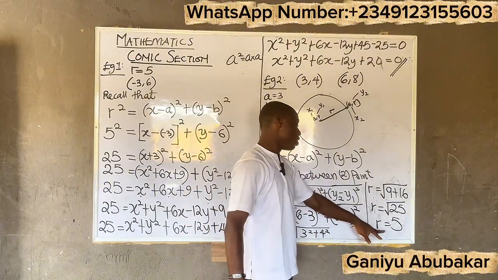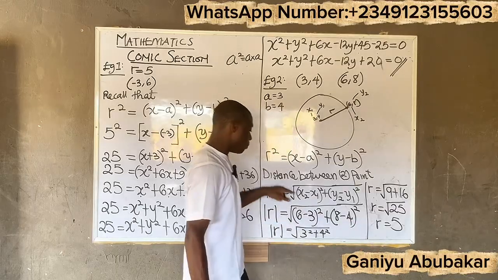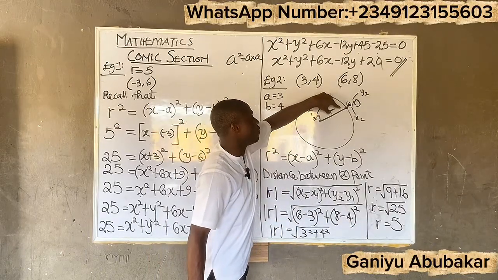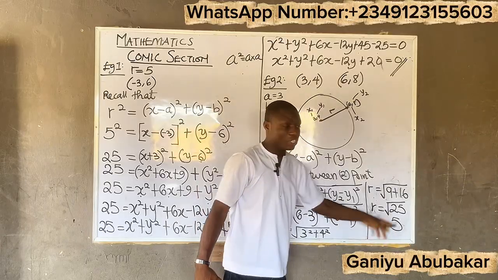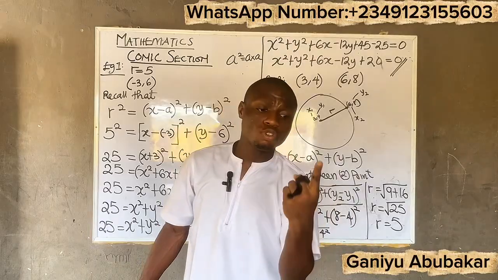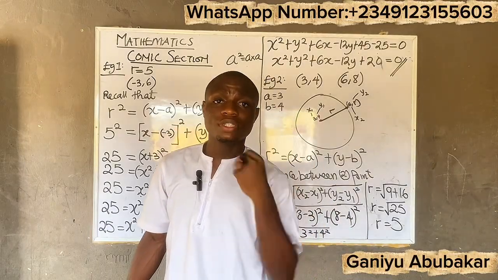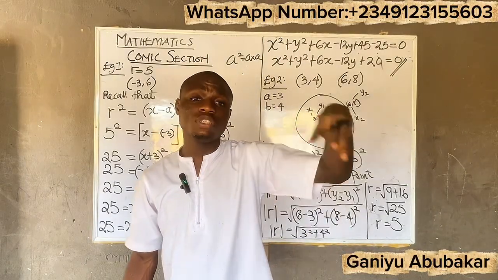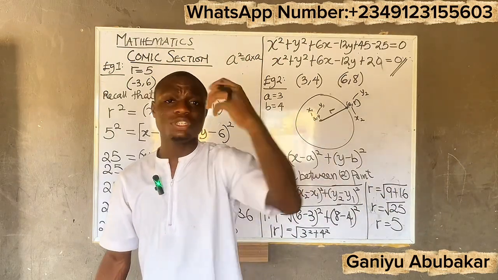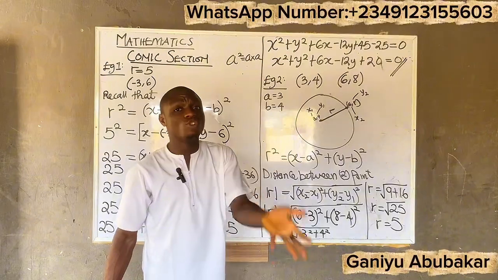So I've applied the idea of distance between 2 points, because the distance between this point and this point is r, and the value of r is 5. As you can see what I did. If you haven't watched the videos on distance between 2 points, how to find midpoint, and how to divide a line into different ratios, either of a triangle, all those concepts, go and watch them. They are under coordinate geometry.